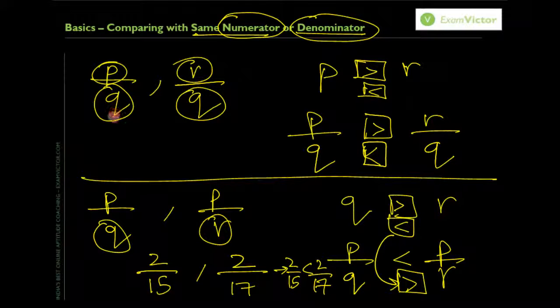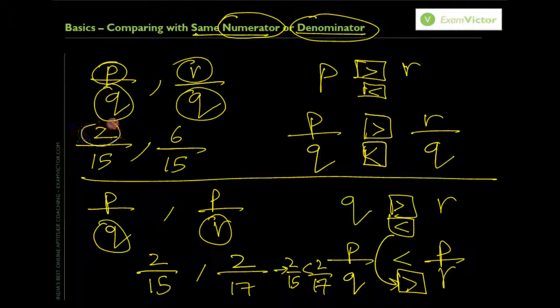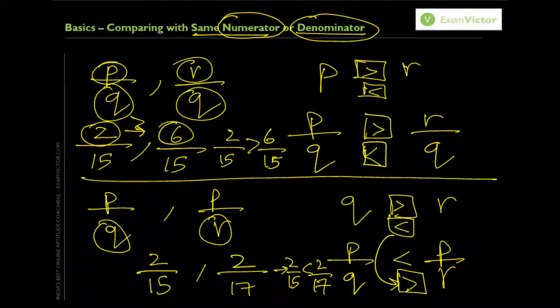Take an example where the denominator is the same. Let's take 2 by 15 and 6 by 15. Now I have to compare the numerators. So 2 is less than 6, right? So 2 by 15 is less than 6 by 15. This was a basic example. If you have the same numerator or same denominator, then you're very lucky. Honestly, you will not see such a simple thing in most of the MBA exams, but still we should know this basic to actually move to the next step.